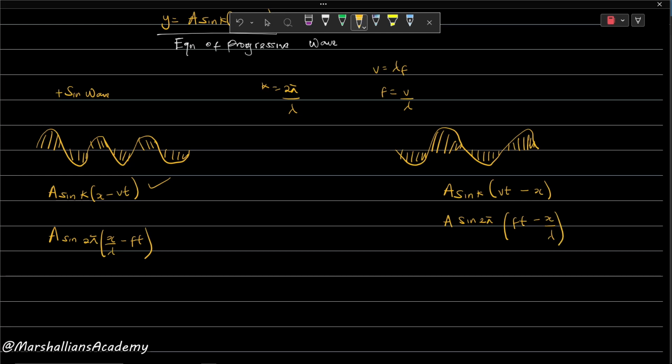Trust me, if you can cram only these two equations, this and this, you are good to go for mathematical representation of waves. Write these two formulas down in your formula book. A sine K into bracket X minus VT and A sine 2 pi into bracket X over lambda minus Ft. And you're good to go. Let's have some examples on that though.